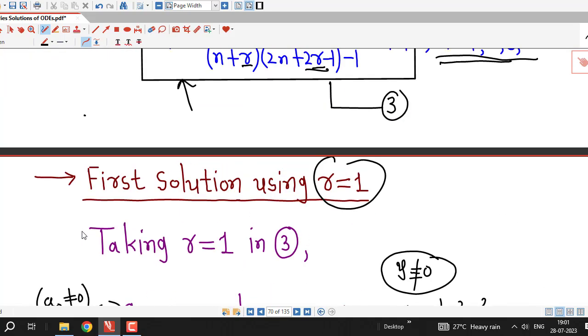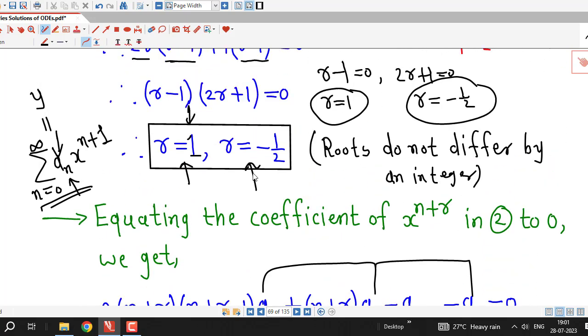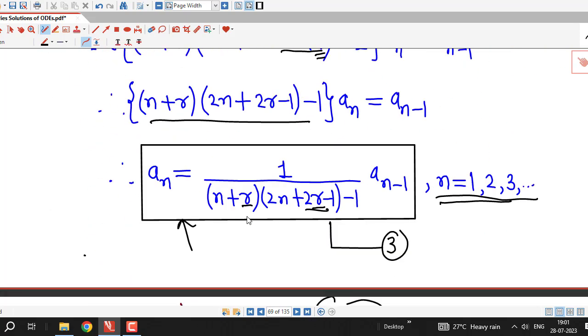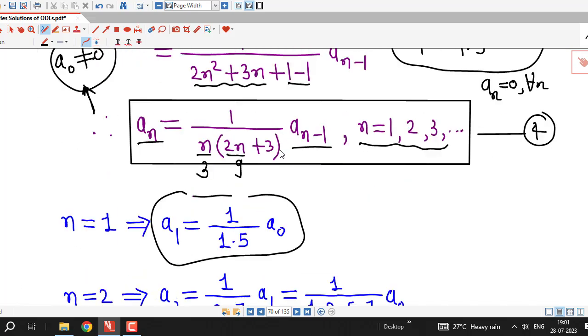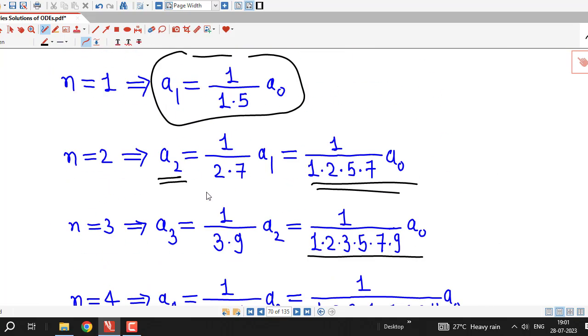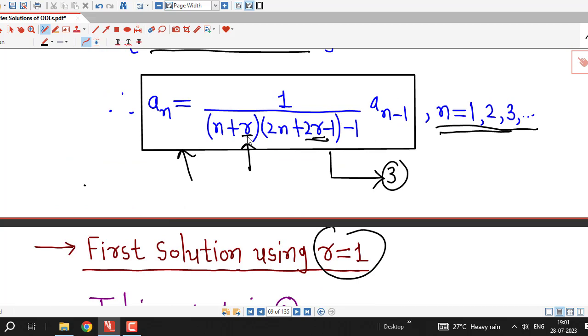Similarly, I have to write another solution for the other value of r, which is minus 1 by 2. So that also I have done. I have taken r equal to minus 1 by 2 in this equation. Then I have obtained the values of the coefficients and then I have written the solution corresponding to r equal to minus 1 by 2. So that is the second solution using r equal to minus 1 by 2. If we take r equal to minus 1 by 2 in number 3, that is in the recurrence relation, here I have taken r equal to minus 1 by 2.